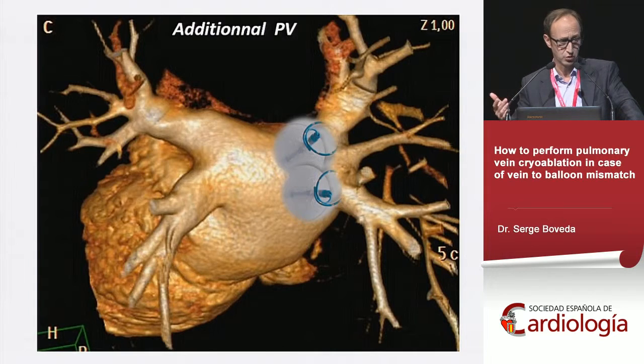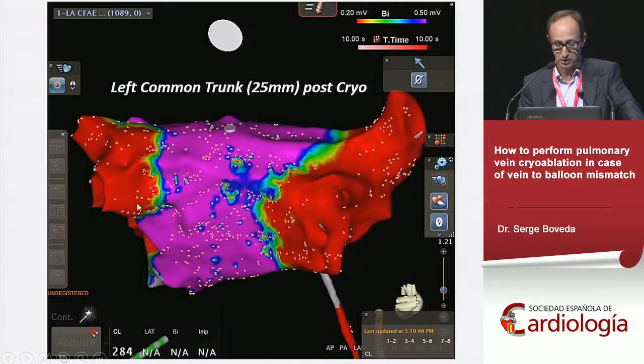And with a newer balloon, which is, again, very powerful, you don't need to push very hard on the balloon. You just need to fix the balloon on the roof of the common trunk and then do a pull down in order to close the posterior gap, and then you obtain this kind of images. It was a common trunk of 25 millimeters, a little less than the dimension of the balloon.